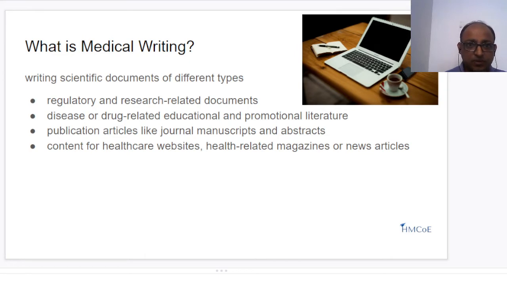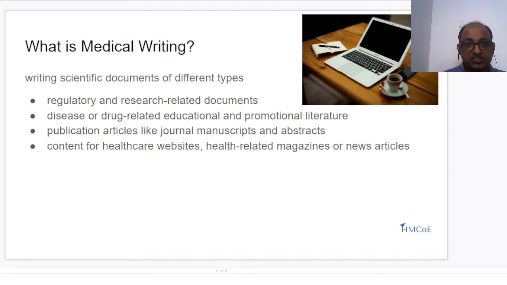Then comes the publication of articles in journals, journal manuscripts and abstracts. These are again scientific types of documents, usually required for scientific publications in journals. Usually the PhD people or medical college professors require this kind of document. And recently, various doctors are also publishing this kind of document in journals. So you can help these kinds of people.